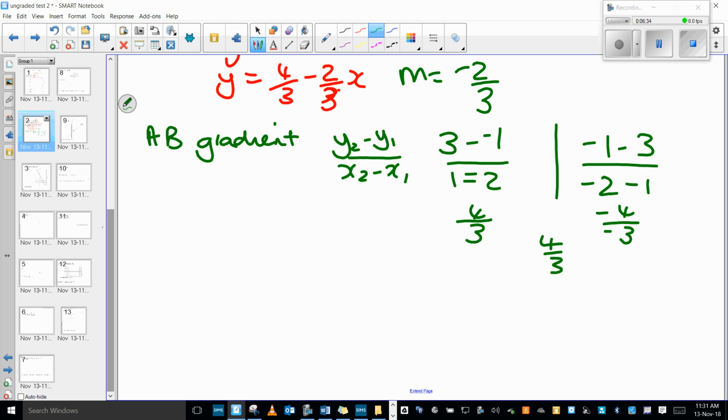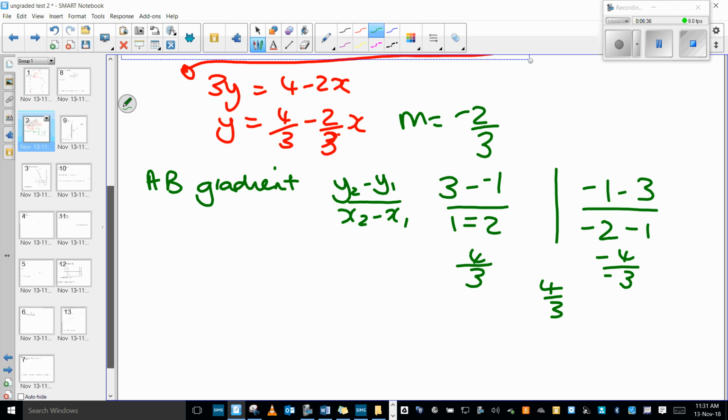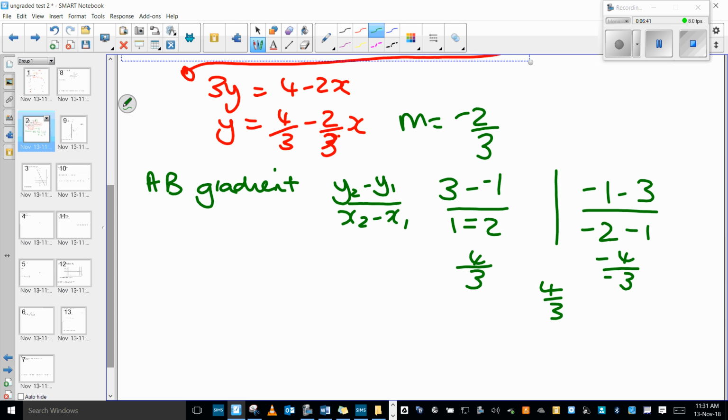That line up above had a gradient of negative 2 over 3. Are they parallel? No. You have to say why. Why are they not parallel? They don't have the same gradient. It's harsh, but you do need to make that statement. So it could be that you did that whole thing correctly, but you didn't make that statement. You would have still had it highlighted.